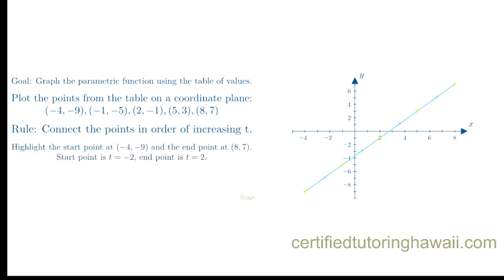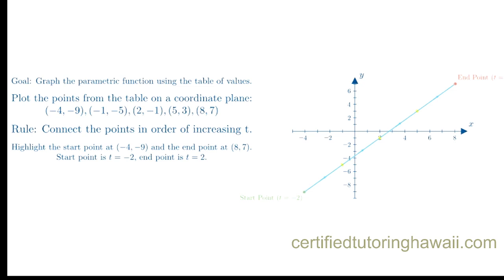Because we restricted t to the interval from -2 to 2, our graph has a definite starting point at -4, -9, where t equals -2, and a definite endpoint at 8, 7, where t equals 2. This is called the domain of the parametric function.